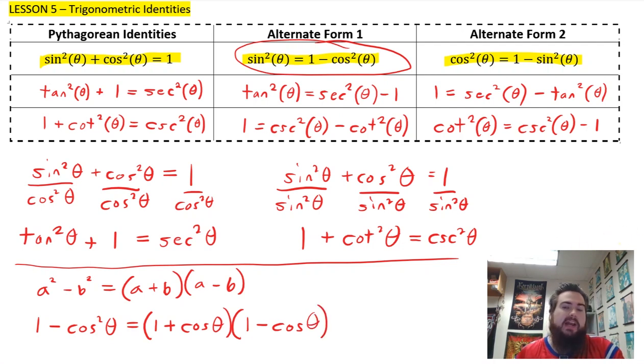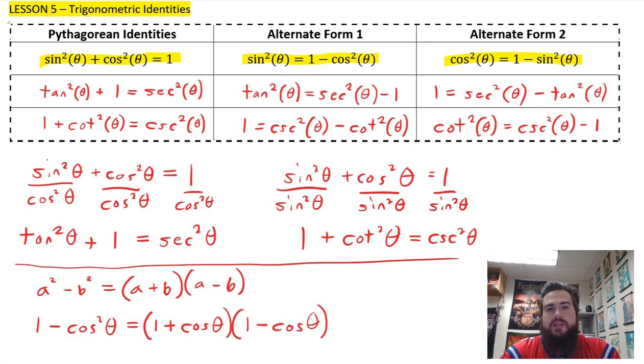This concept can apply to all the Pythagorean identities that involve a difference of squares, which, if you look at the alternate forms, there are many of them. We sometimes also refer to this as a Pythagorean conjugate, or Pythagorean conjugates. 1 plus cosine and 1 minus cosine. These are called conjugates because when multiplied, they equal a difference of squares.